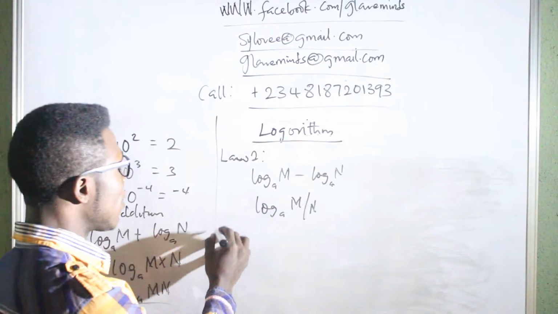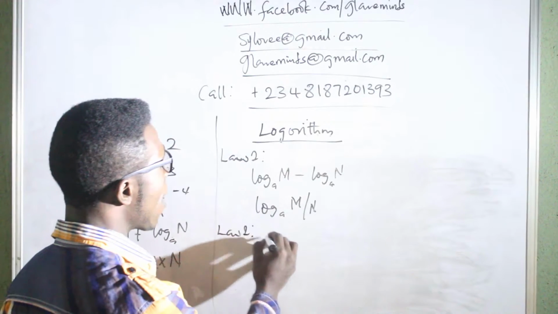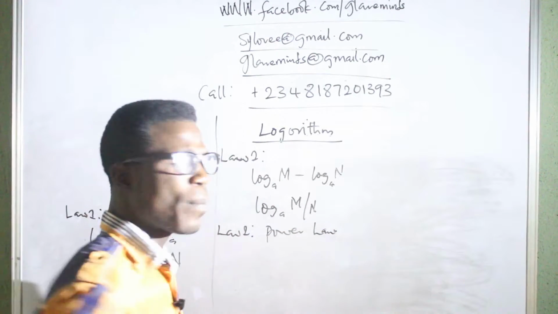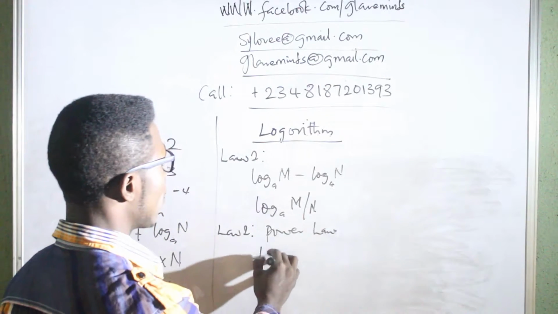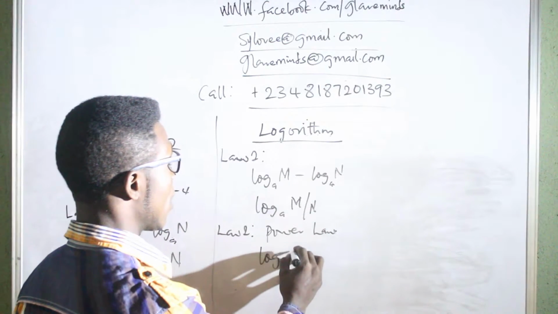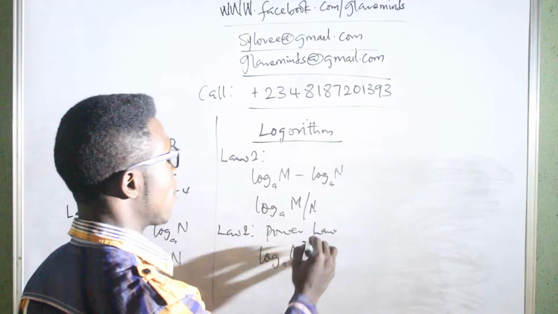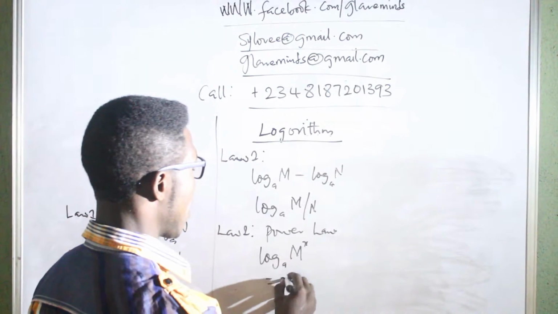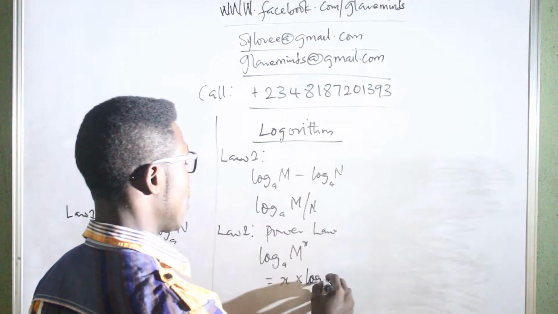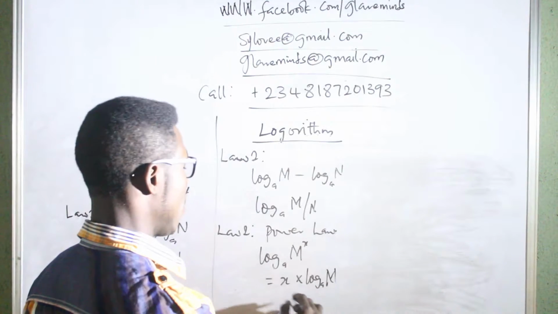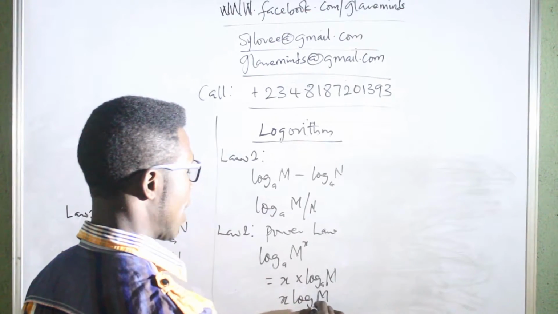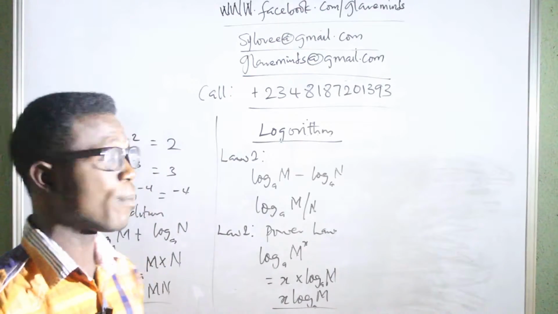Cool. Now the third law is called the power law. When you have a logarithm of m to the power of x, this is as easy as writing x times log a m, which is as good as x log m base a. This is called the power law.